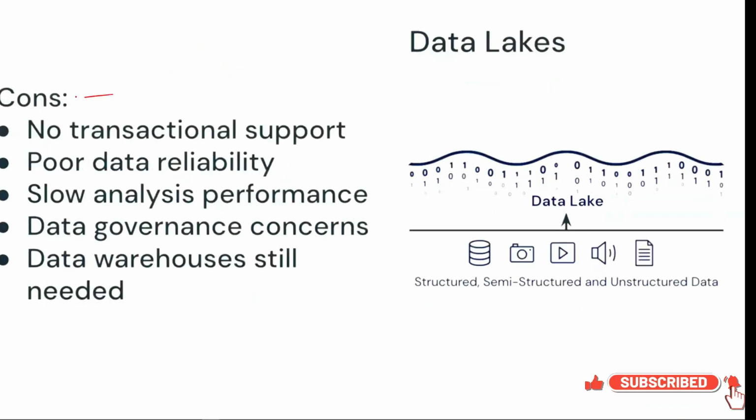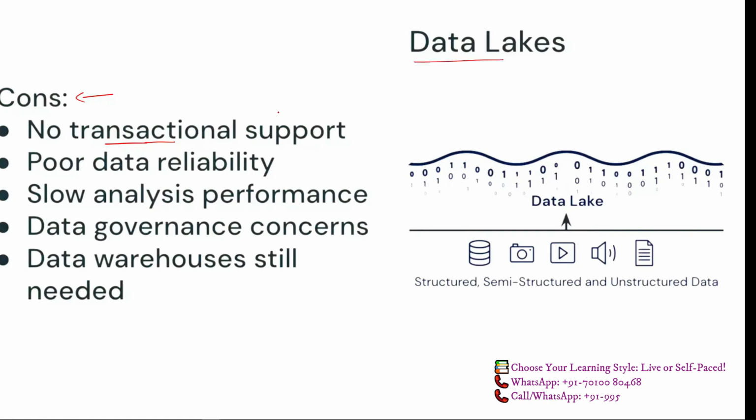Now, what are the cons here? There is no transactional support. These data are unstructured, so we cannot have the support of transactions, or ACID properties, here. Then poor data reliability, because there is no fixed schema. Slow analysis performance and data governance concerns, so managing the security or accessibility of data is difficult. Data warehouses are still needed.